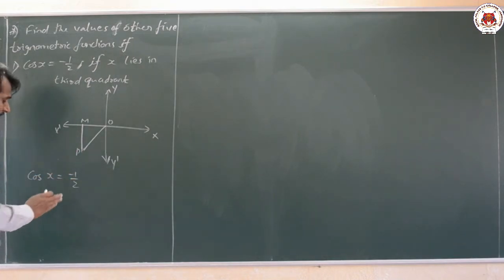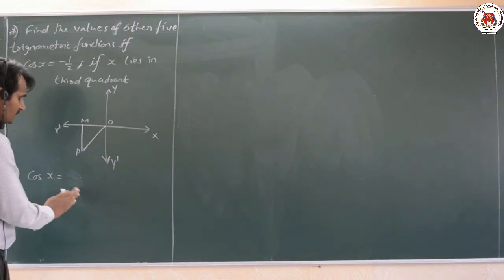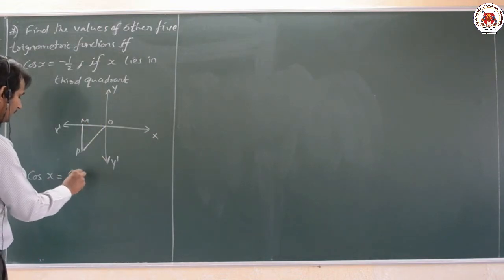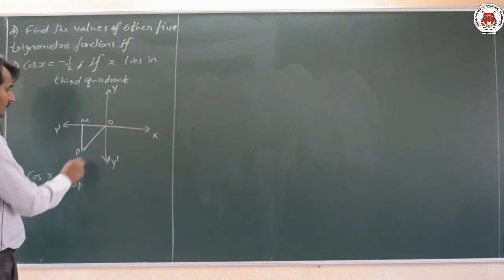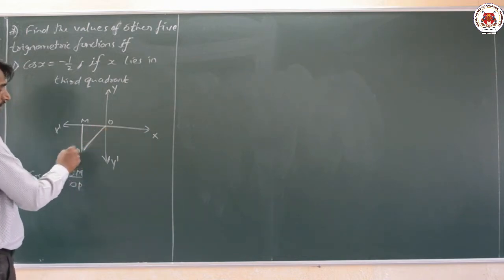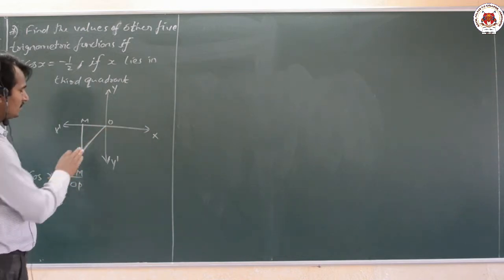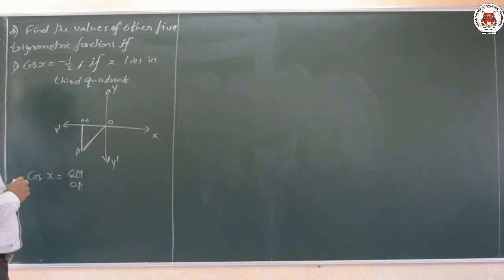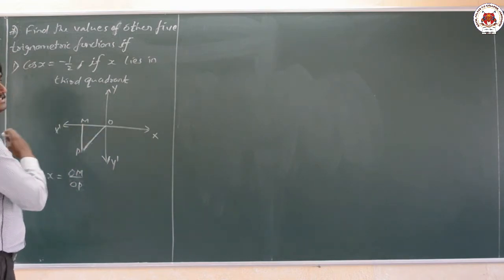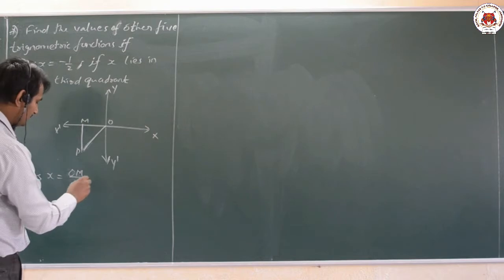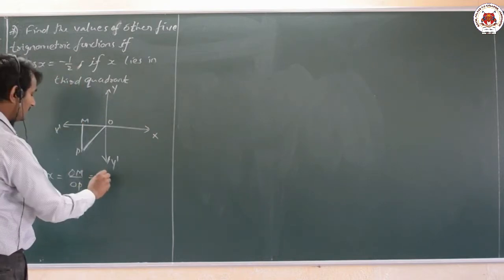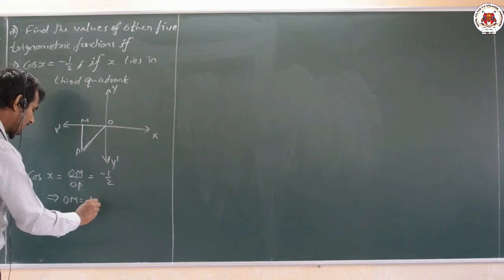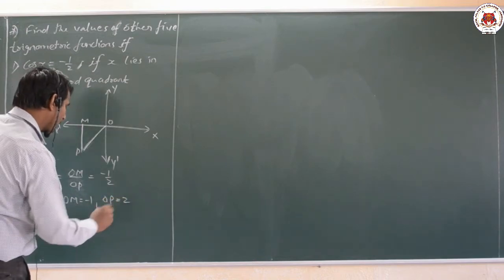But we know that cos x is equal to what? Adjacent by hypotenuse, that is nothing but OM divided by OP. We know that OP is always positive, but OM, it comes in which quadrant? That is third quadrant, that is the negative x axis, therefore its value is minus. So the value given is minus 1 by 2. That implies OM is equal to minus 1 and OP is equal to 2.